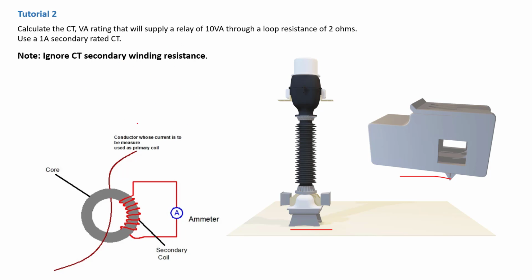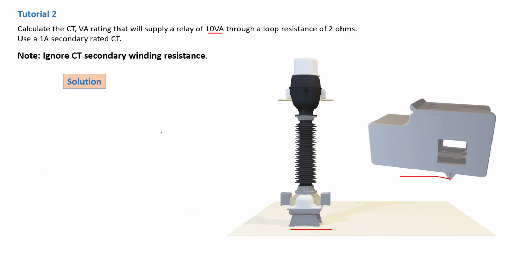They are not telling us what the VA rating is. They're only telling us that we have a 10 VA relay connected on the CT secondary, and we also have a loop resistance of 2 ohm with 1 amp of current flowing through. So how are we going to determine the rating of our current transformer here? We need to ignore the CT secondary winding resistance.